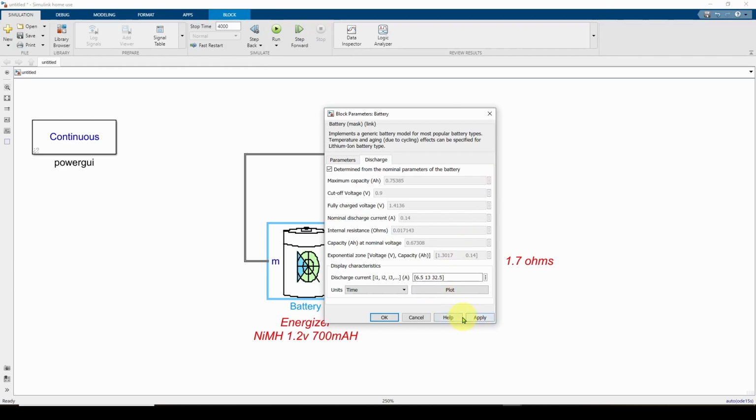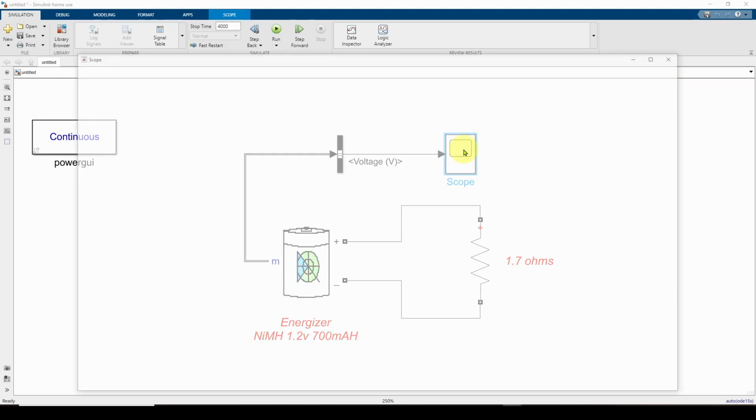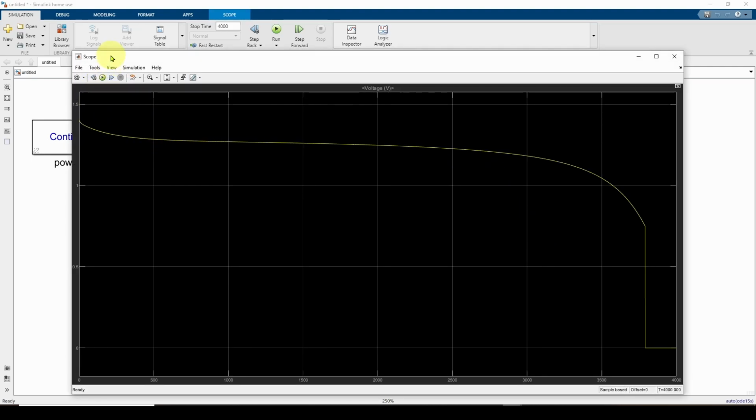So what we're going to do, we apply that and we're going to run the simulation. And the simulation's done. We're going to check on the scope, and this is the response at a resistive load of 1.7 ohms. And you can see it starts out, here's 1 volt, here's 1.5 volts, so it's probably 1.4 something. And it stays around maybe 1.2, 1.25 for most of the time. And around 3,500 seconds, here's 3,600, which is 60 minutes or 1 hour, you can see around 1 hour, it goes down to 1 volt.